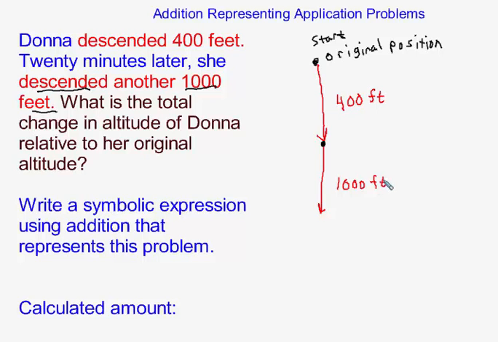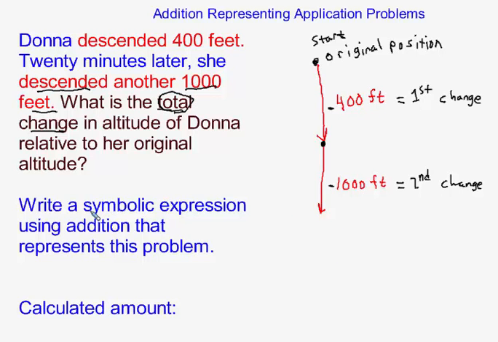One way to denote that she went down is to draw an arrow, but numerically, her change in position would be negative. So going down 400 feet, I'm going to think of as a negative 400. And then going down another 1,000 feet, I'm going to think of as changing her position another 1,000 feet in the negative direction. If you want now to know the total change, to find a total change, I could add the first change to the second change. Even though this could be done using a subtraction problem, I'm going to use an addition problem to represent the total change by simply adding the two different amounts, meaning how much the first change was and the second change, to figure out the total change. And total can always be thought of as adding the changes together.